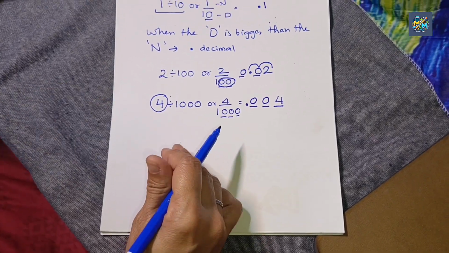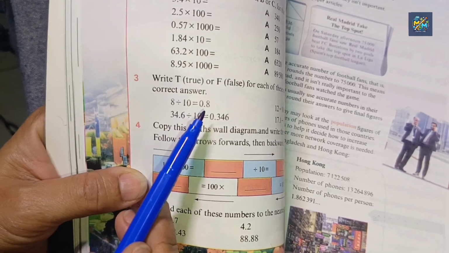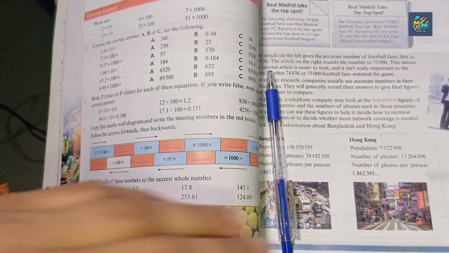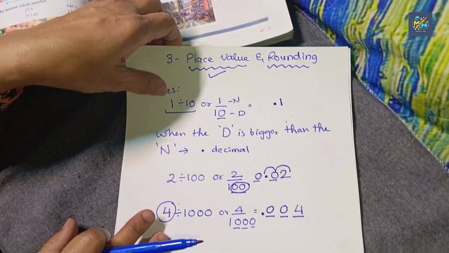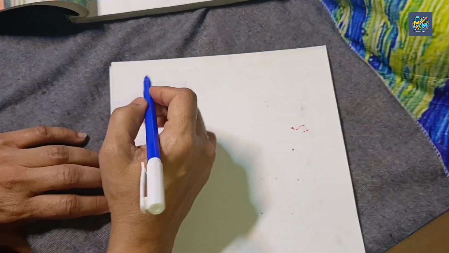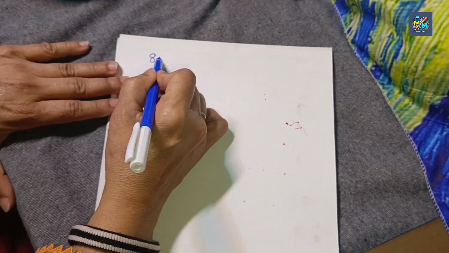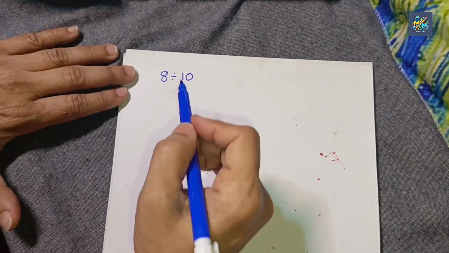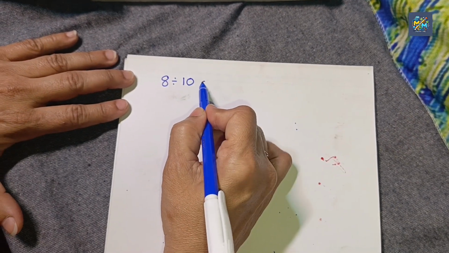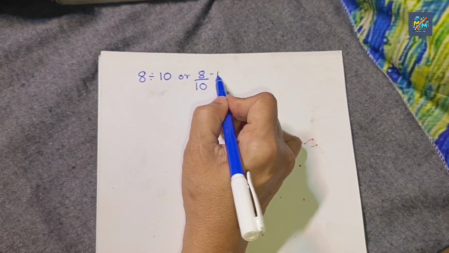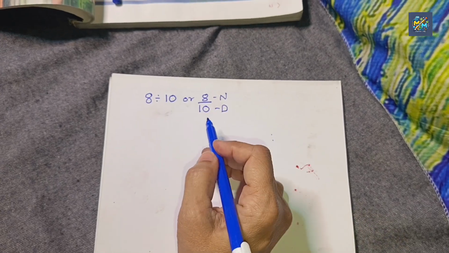Now I have a sum in this book, and that is 8 divided by 10. The answer is already given over here. Here there are 6 sums, so I guess we can practice these 6 sums. The first thing is 8 divided by 10. As I have told you, we can write it like this or like this. This is the numerator and this is the denominator.